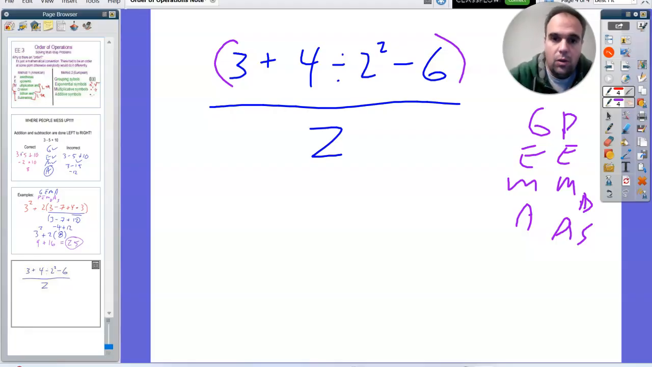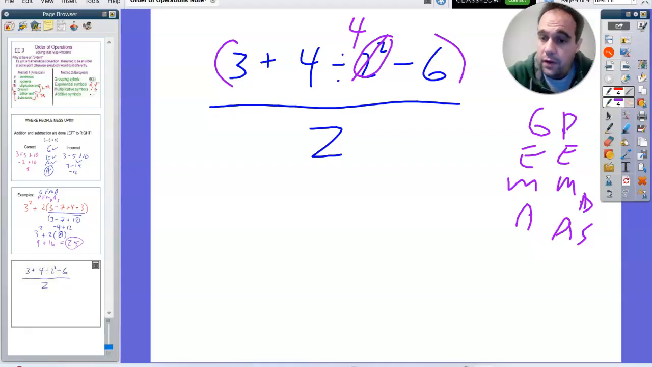So on the top, we got that whole problem just by itself. I restart GEMA all the way from the beginning. I restart PEMDAS all the way from the beginning. I look for parentheses within the parentheses. I don't see any. I look for exponents. Yep, right there. I'm just going to cross that out and make it a 4. 2 to the second power is 4. Now I'm done with all my exponents.